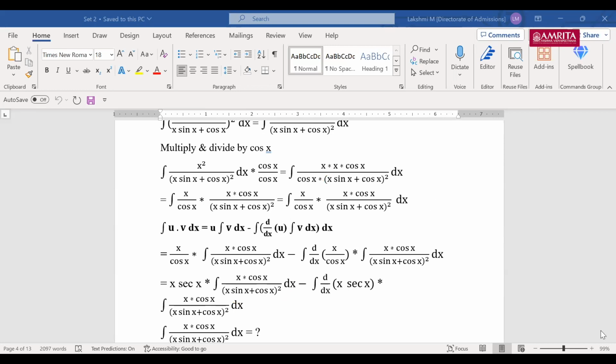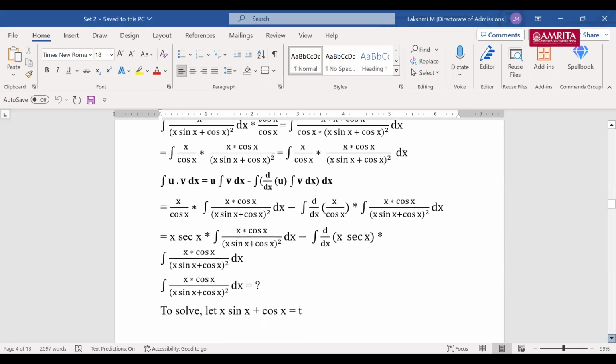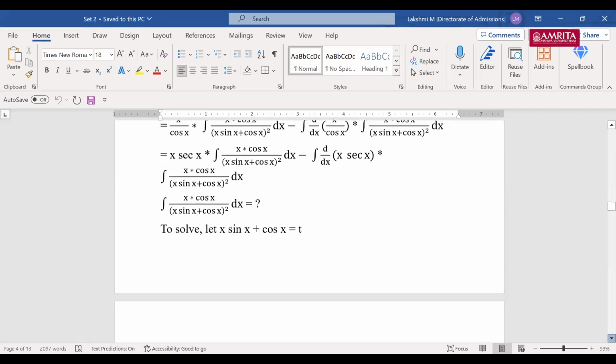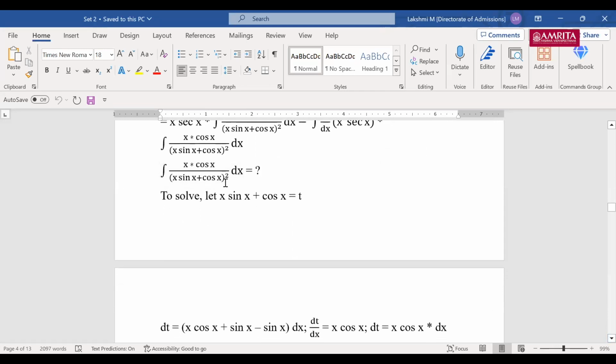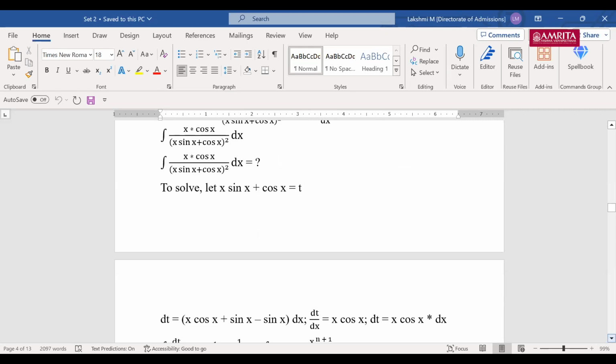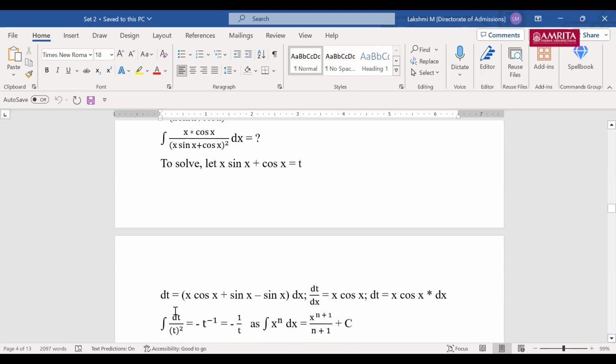I would just wait for some more time for you to go through this problem. And if there are any further stuffs that you feel tough, please do let me know. x sin x plus cos x is equal to t. You could find dt is equal to x cos x plus sin x minus sin x. So this term will cancel and you get x cos x dx is equal to dt.